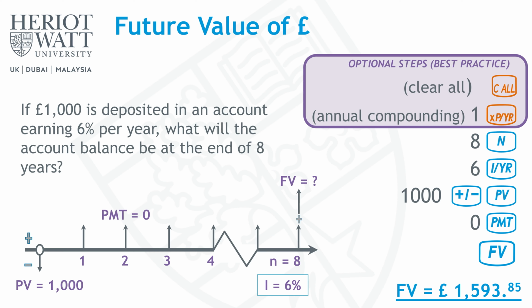When you make a payment, you actually take it as a negative. So from your perspective, you've given away 1,000. The question is, how much will you get back?